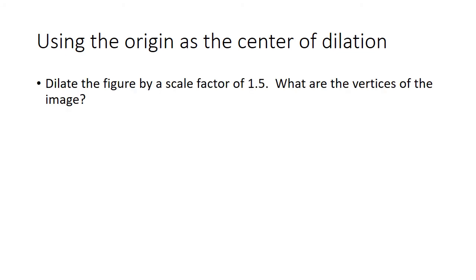All right, so what happens if you're using the origin of a coordinate plane as the center of your dilation? We are going to have this figure. We're going to dilate it by a scale factor of 1.5, which is greater than 1, so we're actually going to get bigger. We want to know what the vertices of the image are. Our original vertices of this triangle are these.